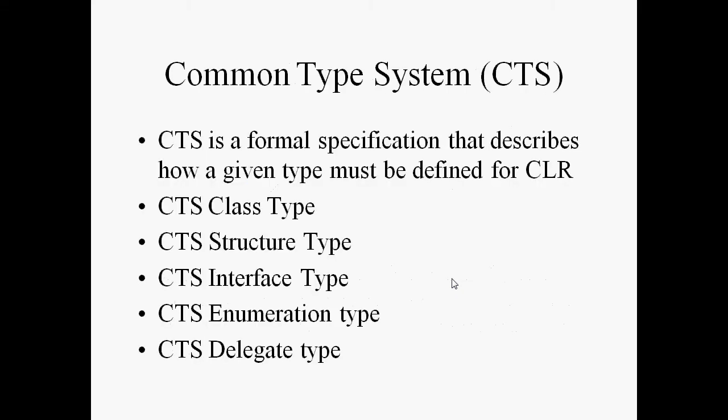And the common type system is a formal specification that describes how a given type must be defined for the common language runtime. In order to execute your program, the common language runtime should understand what type of programming language you created. Based on that, it creates and loads, and sets up the environment to execute your program. For that reason, any programming you write for .NET has to use these basic types which the common language runtime supports. Basically it supports class type, structure, interface, enumeration, and delegate type.